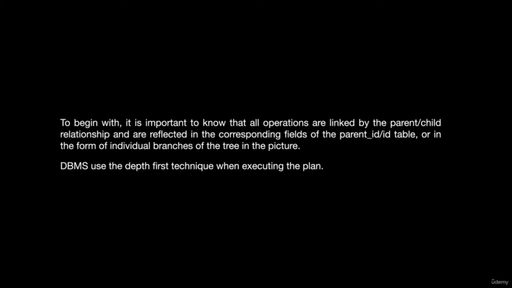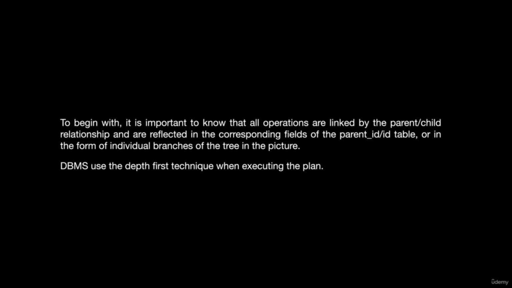DBMS uses the depth-first technique when executing the plan. This means that the DBMS first accesses a node with 0 depth, and then moves down to the very last child. In our example, its depth is 5, which is the highest value in the tree. You can trace this order by the ID and parent ID fields in the table. And then the DBMS begins to sequentially perform operations, moving to the top. The conditional graph, the order drawn by the arrows, will look like this.